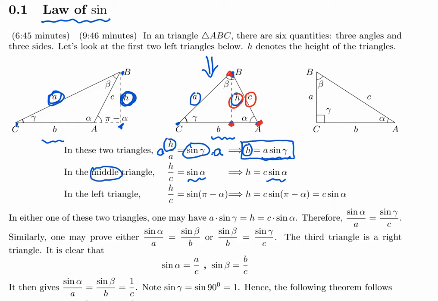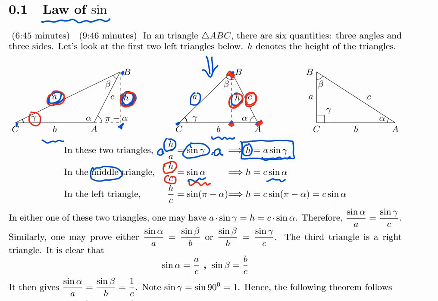is sine alpha, opposite side over hypotenuse. Previously, the opposite side was here and the hypotenuse was here. That was for gamma. Now the opposite side is H, and the hypotenuse is C in this triangle. So you then have sine alpha is H over C.